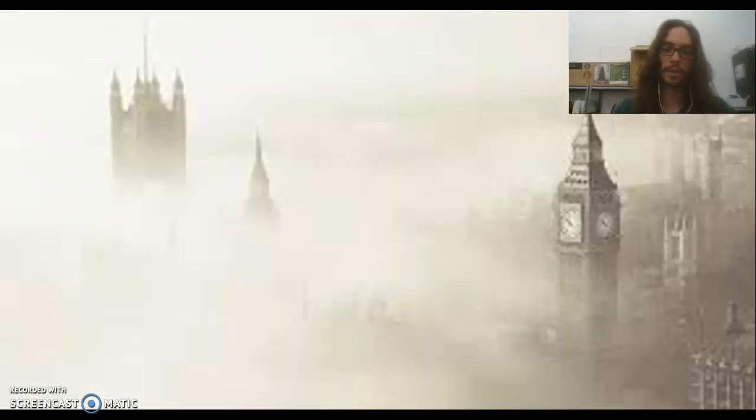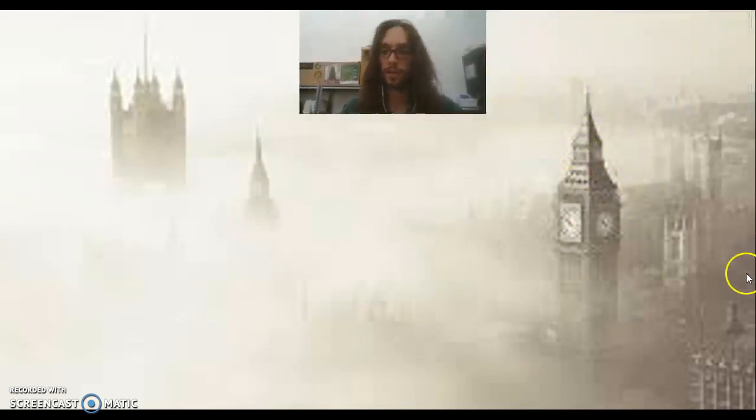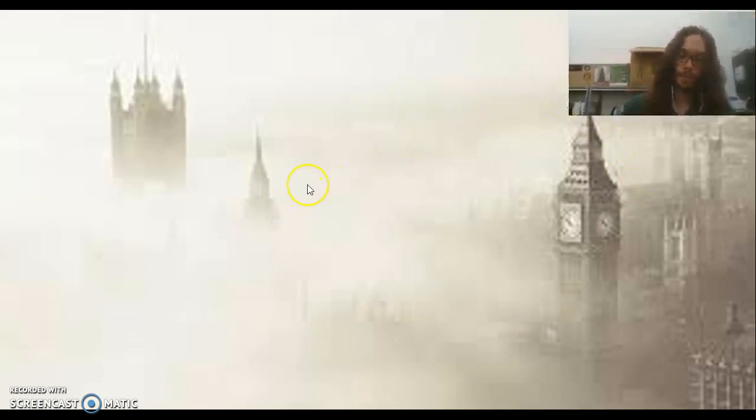And then here's just a picture of that 1952 killer smog. You can see it was everywhere. This is an artistic depiction, but we have actual pictures of this, and this is what it looked like. So just imagine walking around in this every day and breathing all that stuff in.